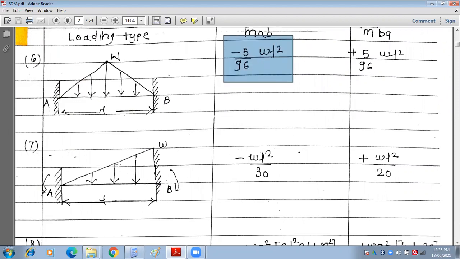If this triangular load is carried on the fixed end beam when support A has zero intensity and support B has the maximum intensity W, for this situation, the left side moment is WL square by 30 and the right side moment is WL square by 20.